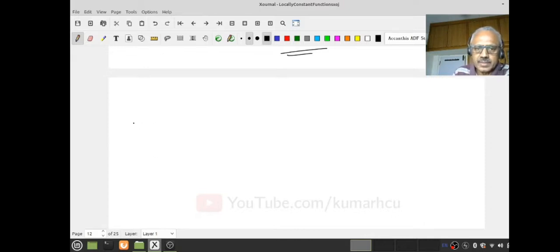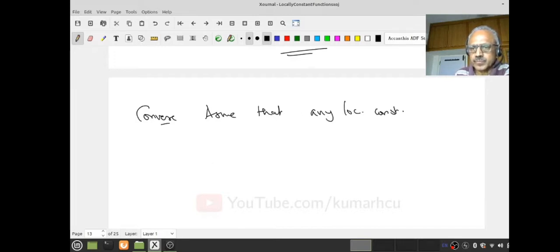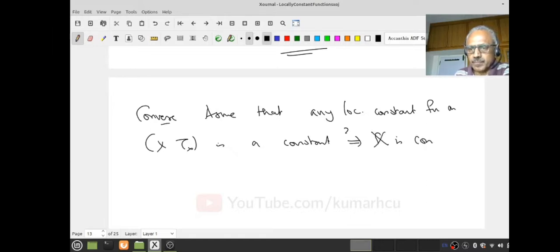Now the converse. What is the converse? Converse is: assume that any locally constant function on X is a constant. Then I have to prove X is connected. Is it okay?